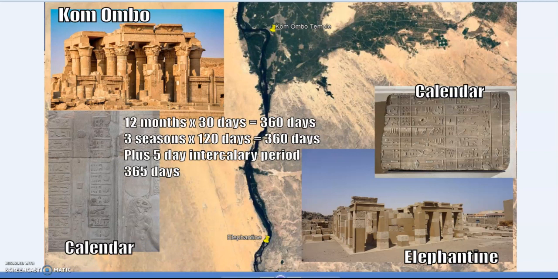The calendar at Kom Ombo is one of the best preserved, but of course there is earlier evidence of this. What we have is the Egyptian year of 12 months of 30 days, or 360 days, which was 3 seasons of 120 days, or 360 days, plus a 5-day intercalary period to give you a 365-day calendar system.